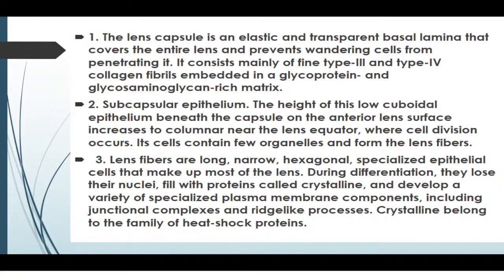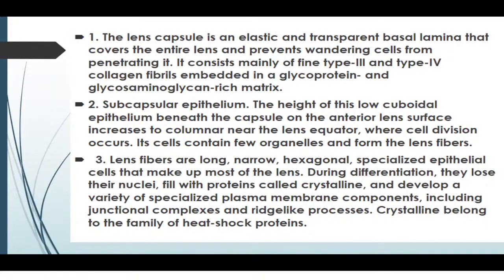Subcapsular epithelium is a low cuboidal epithelium beneath the capsule of the anterior lens surface. It increases to columnar near the lens equator, where cell division occurs. So at the periphery, cell division occurs. In the center, there are no nuclei and no division. Its cells contain few organelles and form the lens fibers.